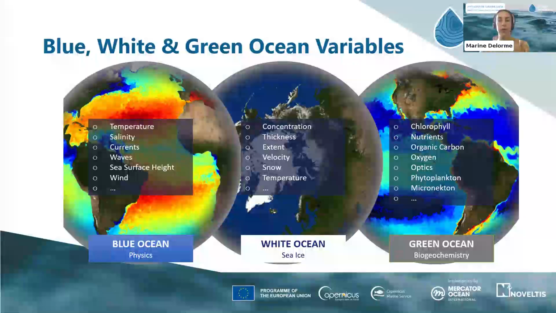To describe the ocean fully, we organize variables into three families. The blue ocean represents the physical processes such as temperature, salinity, currents, waves, winds, and sea level. The white ocean covers sea ice variables like ice concentration, thickness, velocity, and age. And the green ocean contains biogeochemical and ecosystem indicators, for example, chlorophyll, nutrients, oxygen, carbon variables, or pH.